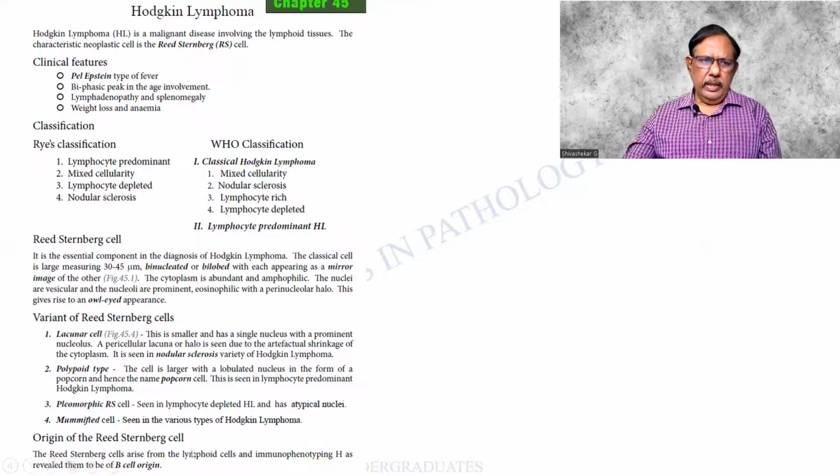So clinically, you find that the patient will be having a fever, what is called a Pel-Ebstein type of fever. That is what I mentioned. It is biphasic. So it will be present at one particular age, then it is absent, then it is again present at another age. Other features such as lymph node enlargement, fever, etc. can be there. Reed-Sternberg cell will be the hallmark of your answer.